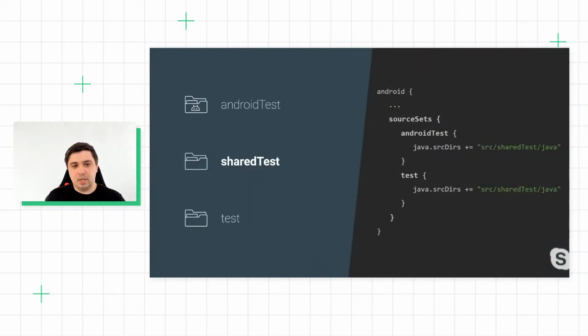So we can change our build.gradle file and update our source set for local and instrumentation tests. It means for Android test and test. And later on, everything which is available inside the shared test will be available for both local and instrumentation tests.